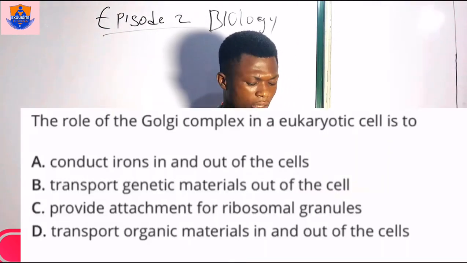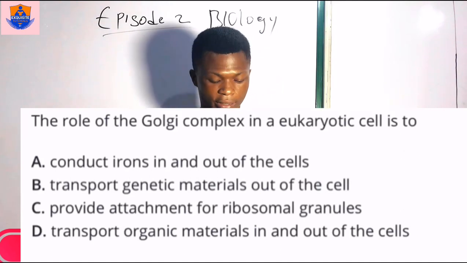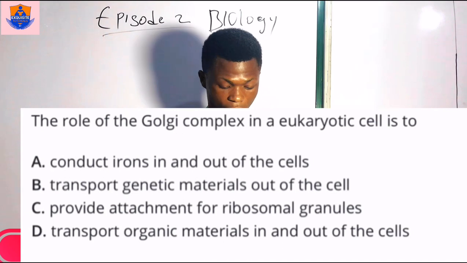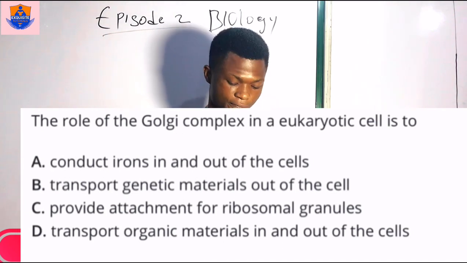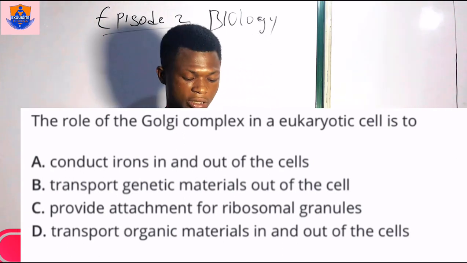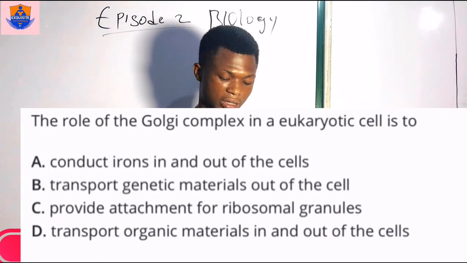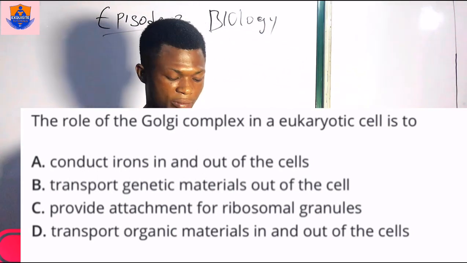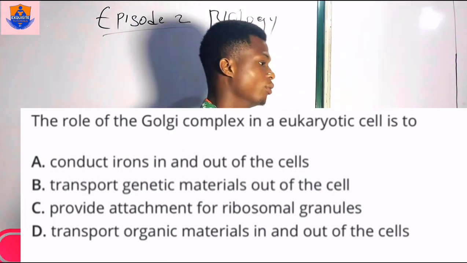This one says, the Golgi complex in a eukaryotic cell is: A. Conduct ions in and out of the cell. B. Transport genetic materials out of the cells. C. Provide attachment for ribosomal granules. And D. Transport organic materials in and out of the cell.